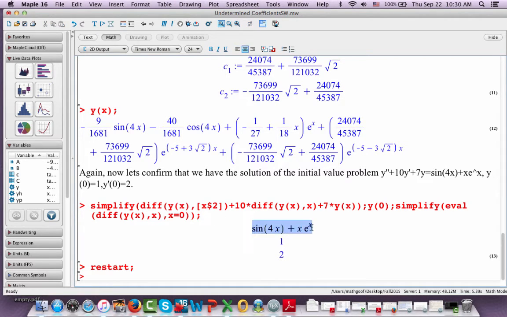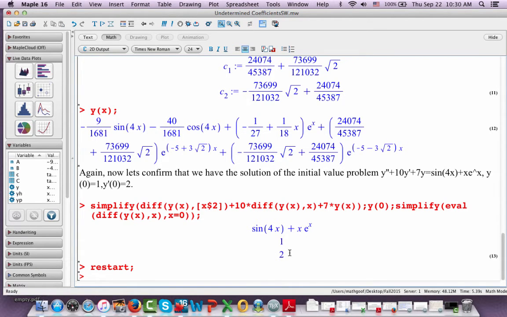It spit out the phi of x that I should have gotten. I didn't subtract it this time, so I didn't get 0. I could have subtracted it up here and then gotten a 0 here and still got the confirmation. It then computed y of 0, which is 1, which is what we needed, and it computed y prime of 0, which is 2, which is what we needed.